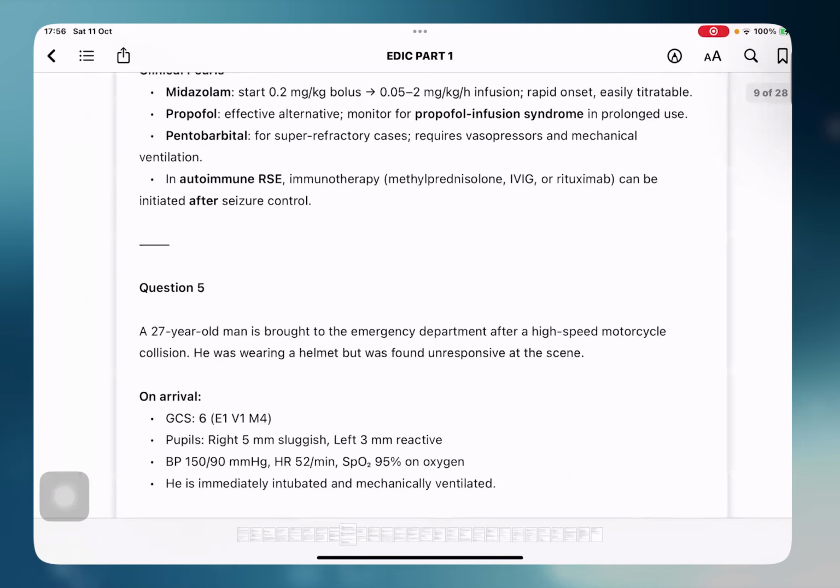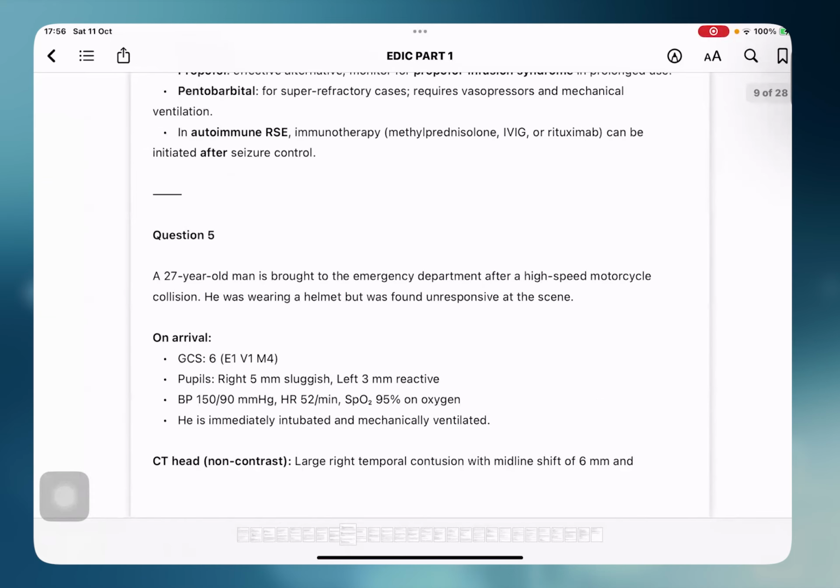Next question. A 27-year-old man is brought to the emergency department after a high-speed motorcycle collision. He was wearing a helmet but was found unresponsive at the scene. GCS is low, 6, E1 V1 M4. Pupils: right is 5 mm and sluggish, left side is small, 3 mm, but reactive. BP is 150 by 90, heart rate is 52, saturation is 95% on oxygen.